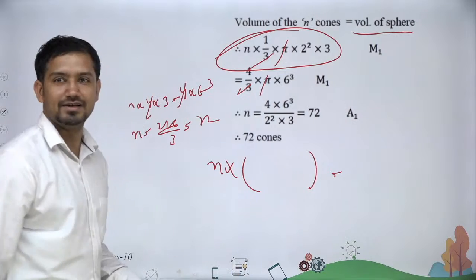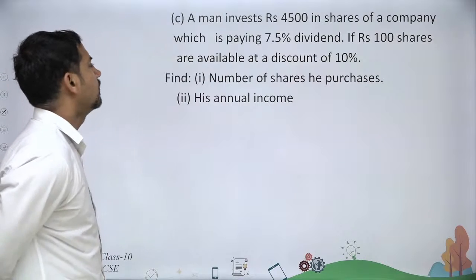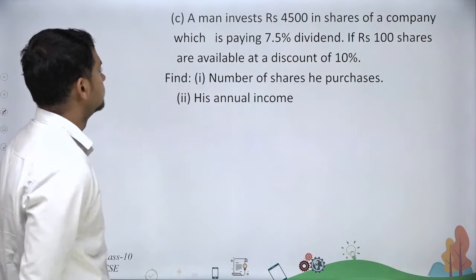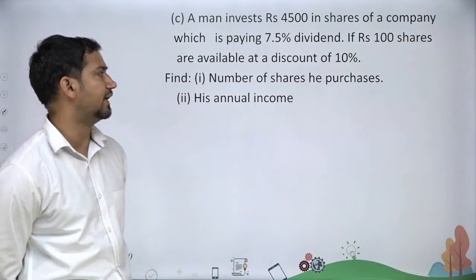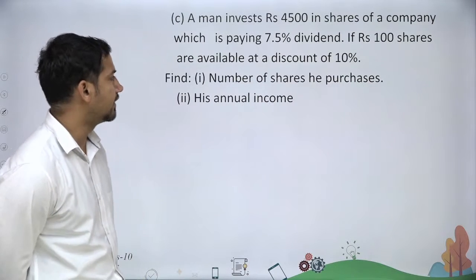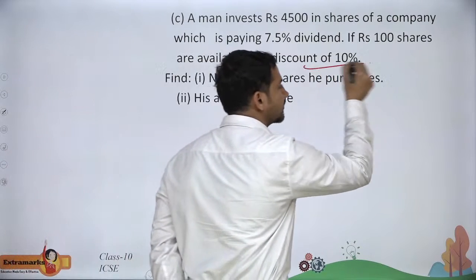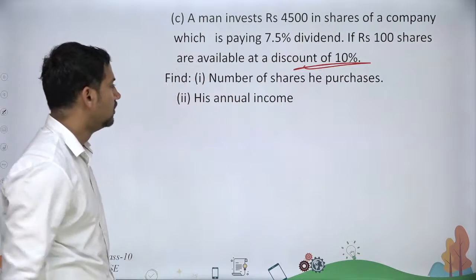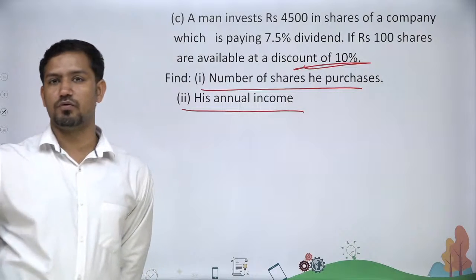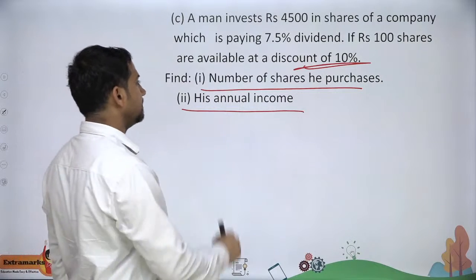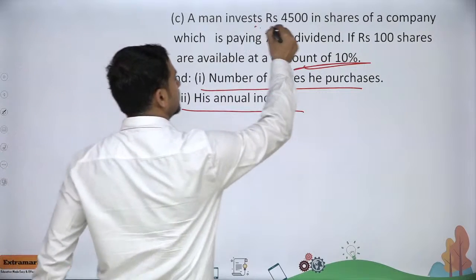So the next one is: a man invests rupees 4500 in shares of a company which is paying 7.5% dividend. If rupees 100 shares are available at a discount of 10%, find the number of shares he purchased and his annual income. First of all, we have to find how many shares he purchased, and then we have to find his annual income.